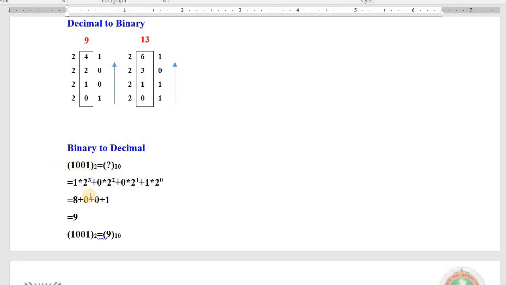Then how to solve this? Very simple. 2 raised to 0 is 1. 1 into 1 is 1. 0 into any number will become 0. 0 into any number will become 0. 2 raised to 3 is how much? 8. 8 ones are 8. 8 plus 0 plus 0 plus 1. What is that? 9. Yeah, we got the correct result. The decimal equivalent of 1001 is 9. Yes, we got the correct result.